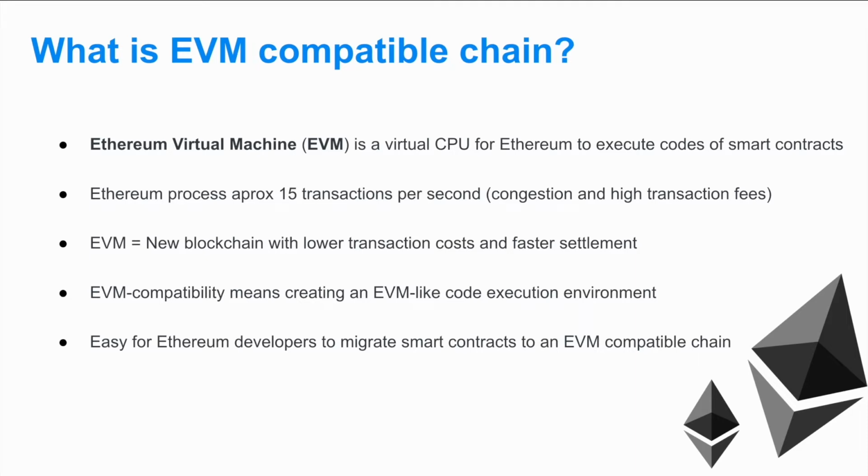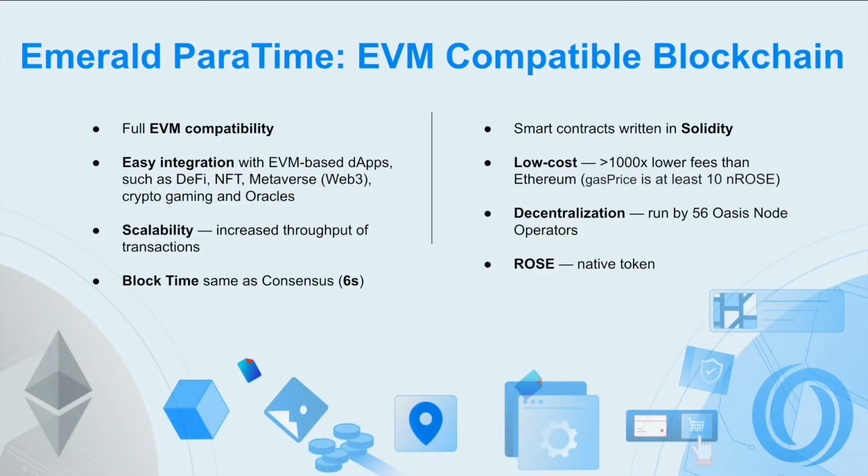Okay, so that's what I already pointed out. It's very easy to migrate any smart contracts or code from Ethereum to any EVM compatible chain, in our case to Emerald. Now that we know what an EVM compatible chain is, we can touch on Emerald ParaTime. We can see what Emerald ParaTime is capable of, right?